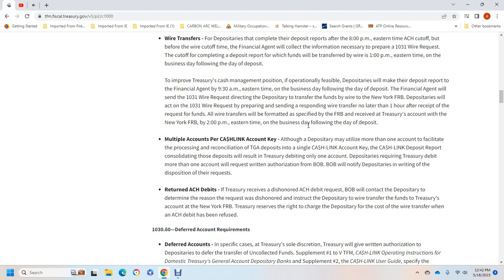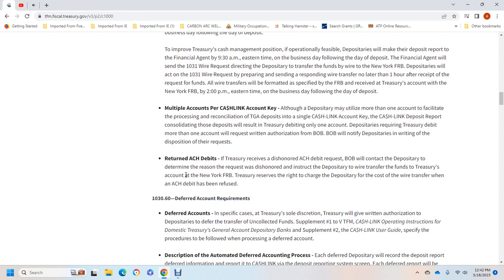Multiple accounts per CashLink account key. Although the depository may utilize more than one account, to facilitate the process of realization of Treasury General Account deposits, a single CashLink account key and CashLink depository report consolidate deposit results so that the Treasury debits only one account. A depository that wants the Treasury to debit more than one account will request authorization from the BOB. The BOB will notify the depositor in writing of the disposition of the request.